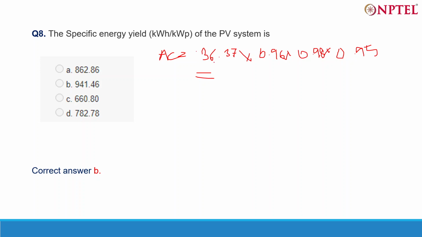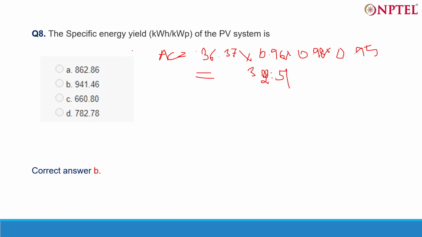So calculate it, it will be 36.37 into 0.96 into 0.95 into 0.98. That will be around 30 point... let me think. 36.37 into 0.95 into 0.96 into 0.98. So it's around 32.51. Okay, so this is the actual AC energy.